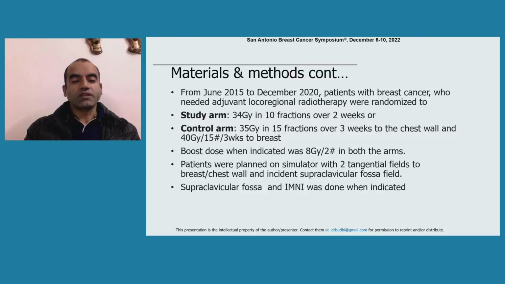The supraclavicular fossa was irradiated in patients who had node positive disease or who had T3 disease, and internal mammary nodal irradiation was done in patients who had central or inner quadrant T3 lesions or N2 disease in the axilla, or if there was PET positive disease pre-chemotherapy or pre-surgery.